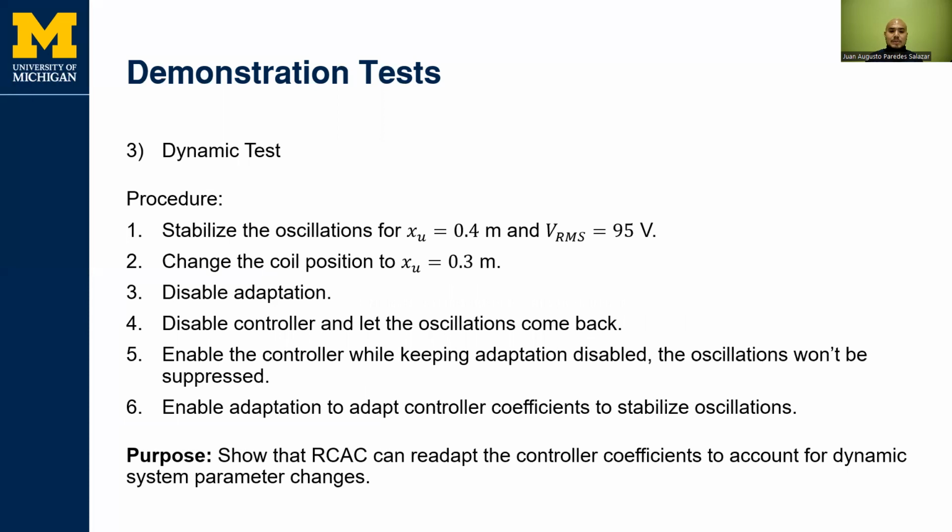Finally, a dynamic test will be performed. First, the oscillations will be stabilized at a given coil position and supply voltage. Then the coil position will be changed to a position of more complex oscillation. That is, a position closer to the lower quarter of the tube. Next, adaptation and the controller will be disabled to let the oscillation fully come back. Then the controller will be enabled while maintaining the adaptation disabled, and the oscillations won't be suppressed. Finally, adaptation will be enabled again and the oscillations will be stabilized. The purpose of this test is to show that RCAC can readapt the controller coefficients to account for dynamic system parameter changes.